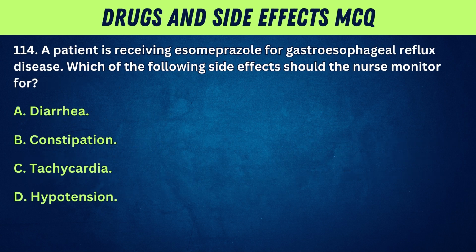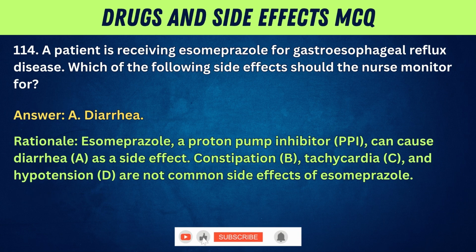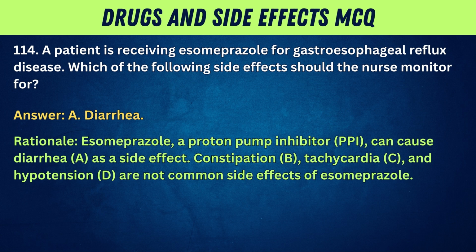114. A patient is receiving esomeprazole for gastroesophageal reflux disease. Which of the following side effects should the nurse monitor for? A. Diarrhea. B. Constipation. C. Tachycardia. D. Hypotension. Answer: A. Diarrhea. Rationale: esomeprazole, a proton pump inhibitor, PPI, can cause diarrhea, A, as a side effect. Constipation, B, tachycardia, C, and hypotension, D, are not common side effects of esomeprazole.